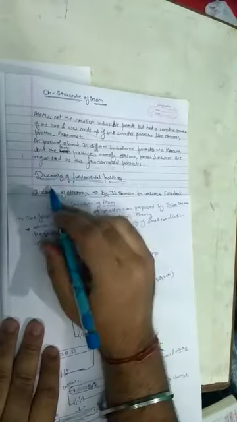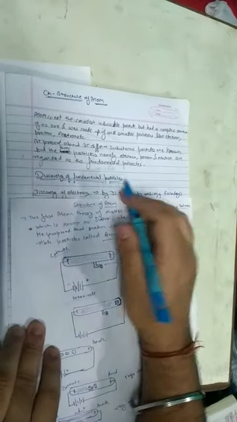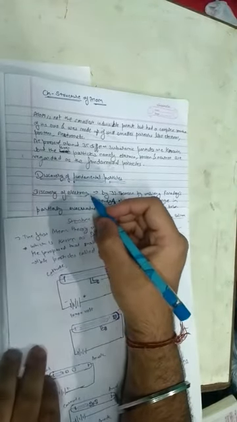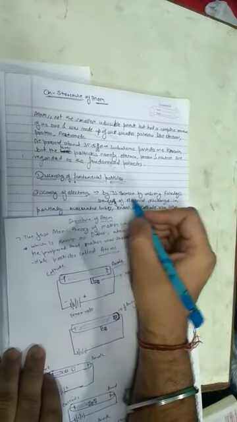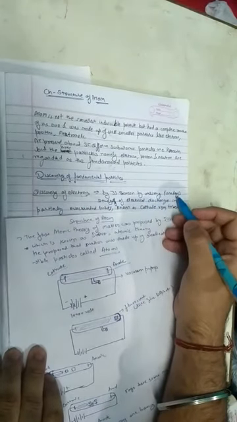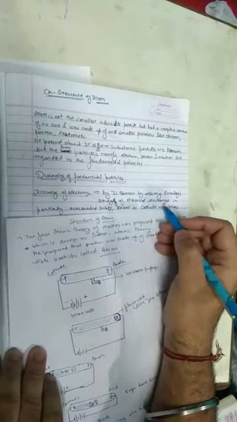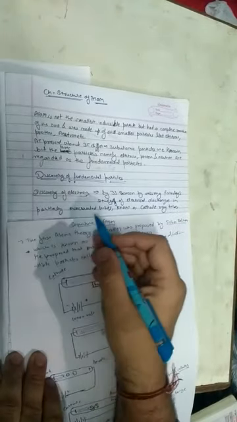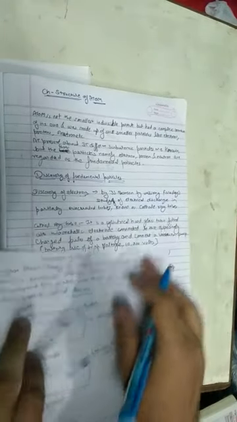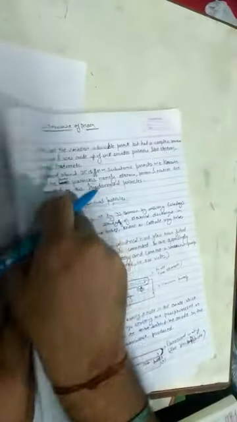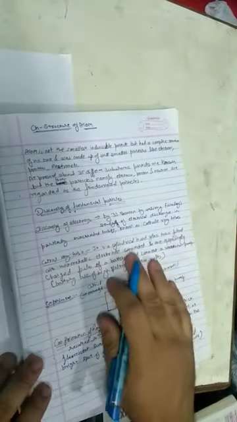So, our first topic is discovery of fundamental particles. First particle is electrons. Discovery of electrons by J.J. Thomson. He utilized Faraday's study of electrical discharge in partially evacuated tubes known as cathode ray tubes. So what is the cathode ray tube?